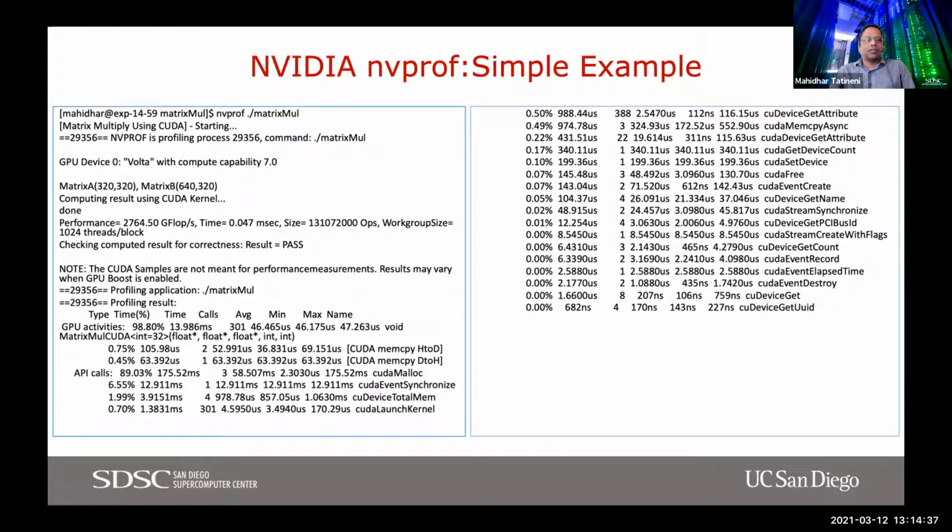You can just run nvprof on a binary, like nvprof and the name of the binary, and that will tell you that it's starting, and it will connect to the process ID of the process the command has. This was run on an Expanse node, so you can see that it picked up that it's a Volta GPU with compute capability 7.0, and the performance output you see is coming out of the code itself. Then it has the profiling result, and you can see the bulk of the activities are on the GPU, like 98%.